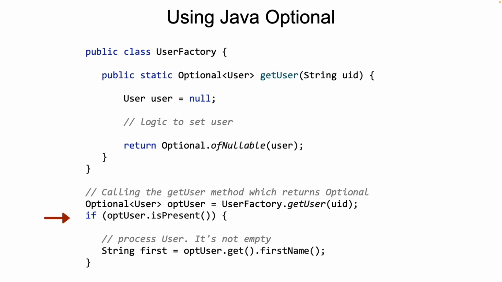The caller, on the other hand, uses the isPresent method to determine if the optional has a valid user and acts accordingly.